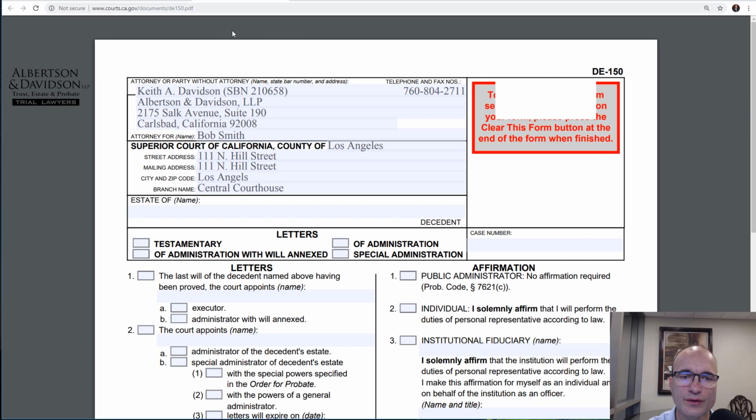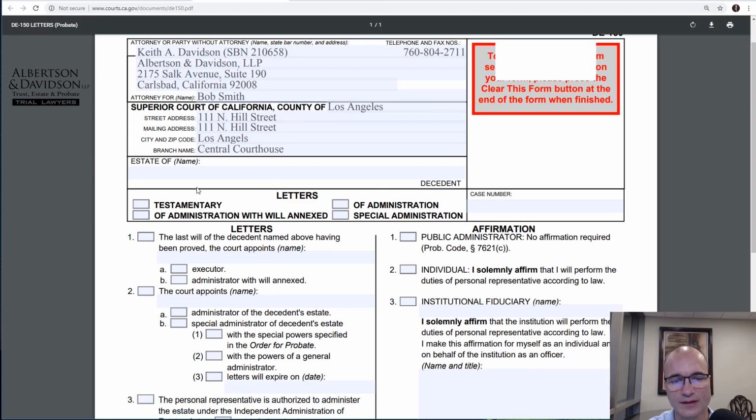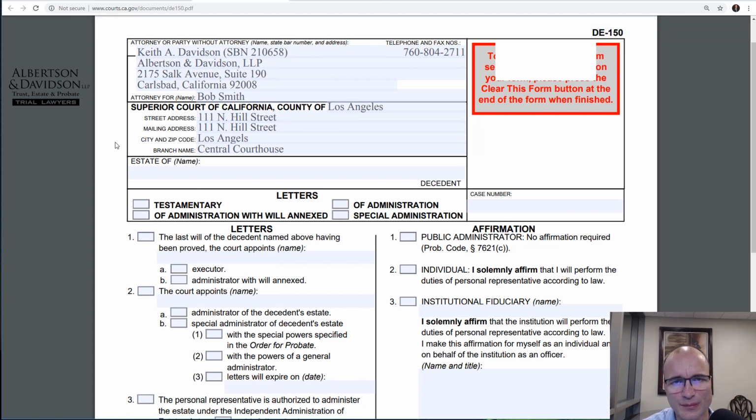So once the order is signed by the judge and filed, then the clerk of the court has to issue letters. And letters is a very old-fashioned term. People get confused by this because they'll go to try to get a decedent's bank account, and the bank will say, well, you need letters. And then they'll call up a lawyer and say, can you write me a letter? I need a letter. It's not that type of letter. It's not a written letter. This is something that issues from the court.